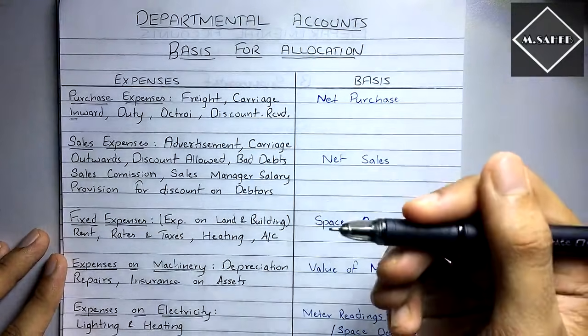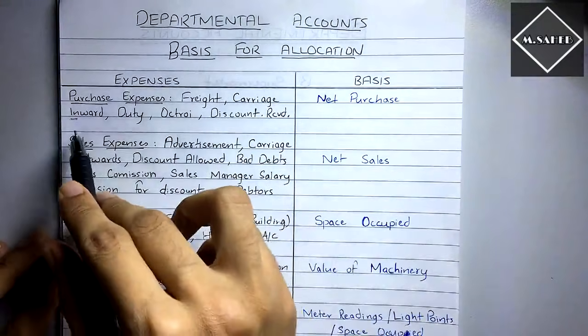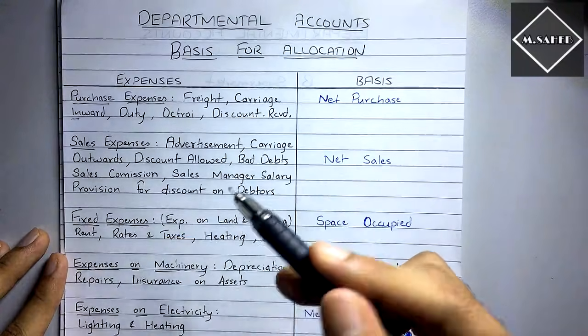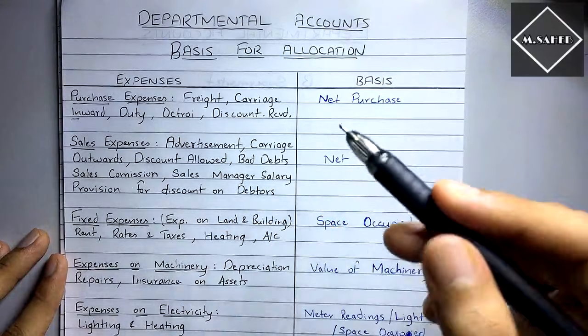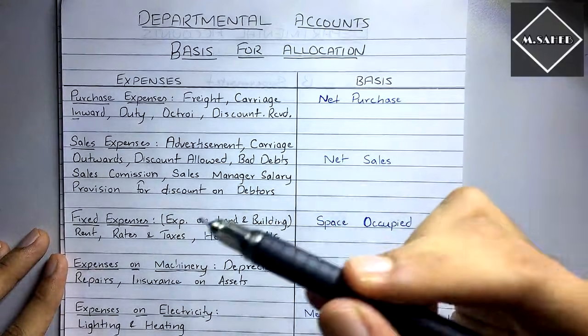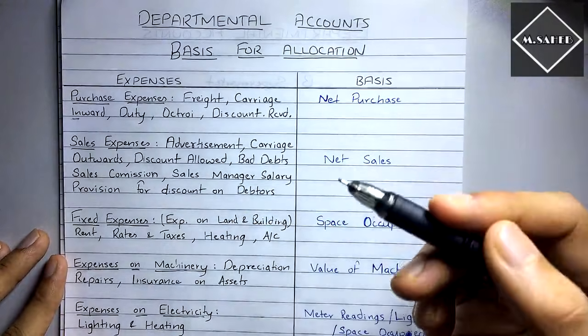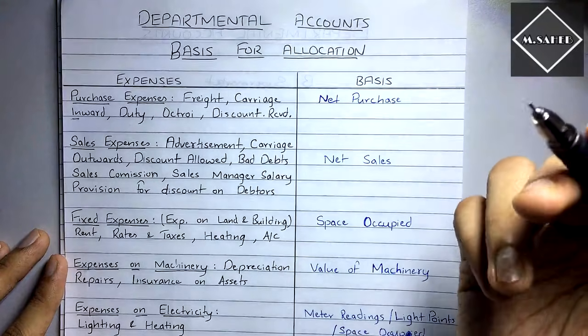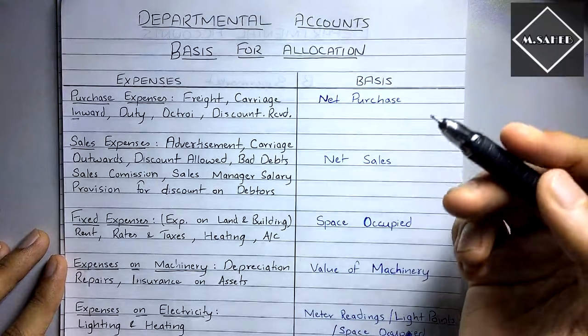Coming in. Opposite to carriage inward, here we have carriage outwards. Now what is meant by carriage outwards? Carriage outwards means going out. Outward shipping charges. You are sending something out from your business. When do you send something out from your business? When you sell something, right? When you sell something, you send the item to your customer.